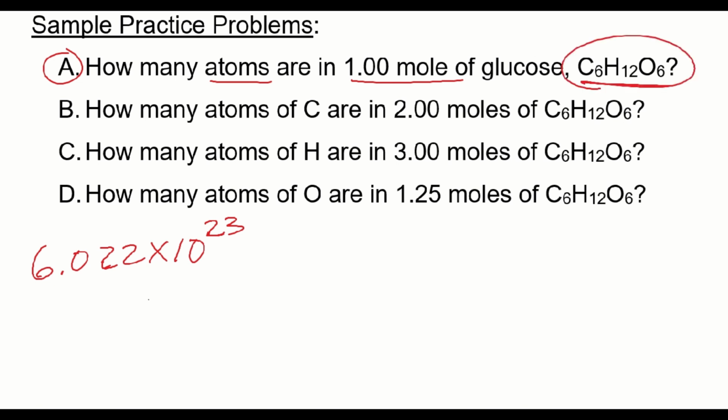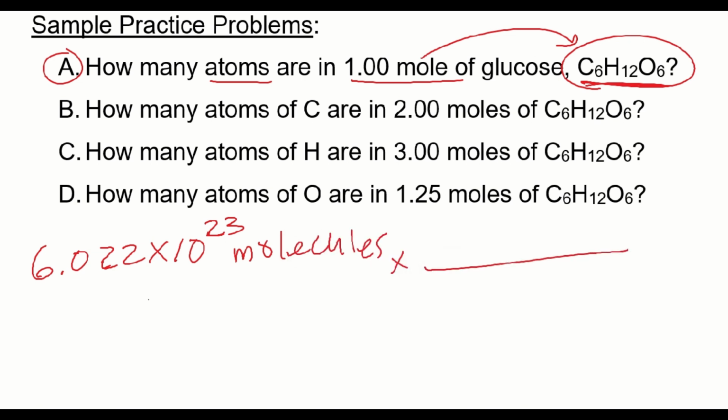Because glucose is a molecule, we can't go right to atoms. We've got to go from moles to molecules of glucose. That's how many molecules we have. And then we'll need a conversion factor to take us from molecules to atoms.